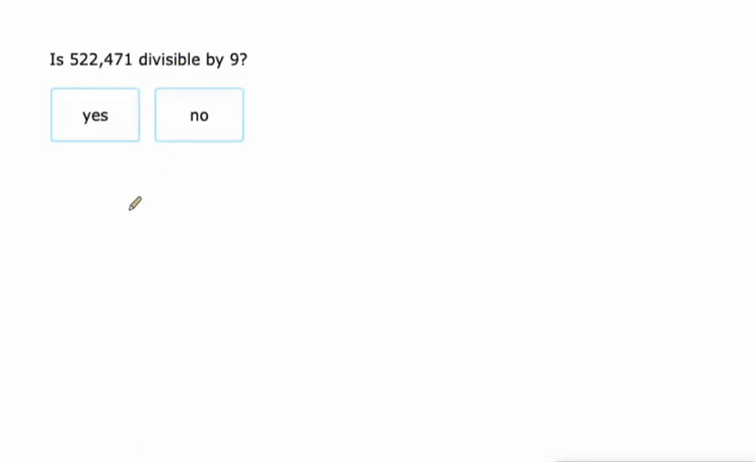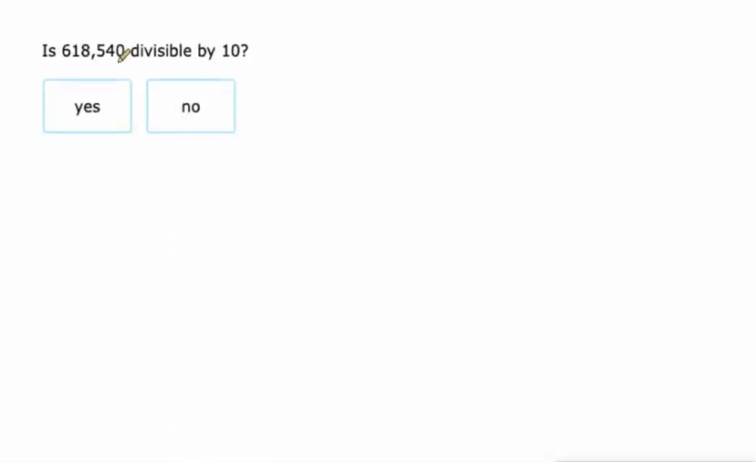And divisible by 9, we'll go back to this. Check: 5 plus 2 is 7, plus 2 is 9, plus 4 is 13, plus 7 is 20, plus 1 is 21. Let me check my math. 5 plus 2 plus 2 plus 4 plus 7 plus 1. That's 21. And 21 is not divisible by 9, so this whole number is not divisible by 9. Is this divisible by 10? Well, it ends in a 0, so yes. To be divisible by 10, it's got to end in a 0.